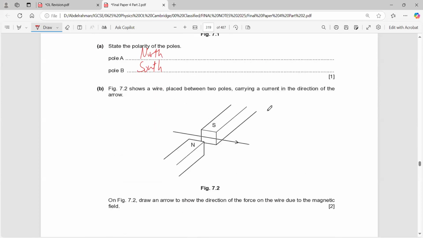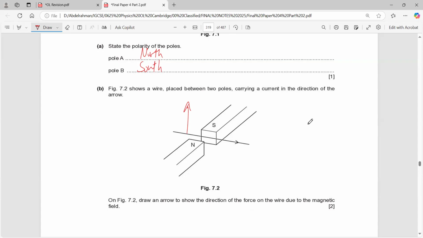You have a current carrying wire in a magnetic field. Draw an arrow to show the force on this wire. The arrow showing the force on this wire would definitely be upwards. Why? Because the index finger is from north pole to south pole, and the current is moving to the right. Therefore, the force would be upwards. This would be the force. The easiest 2 marks you would ever have.